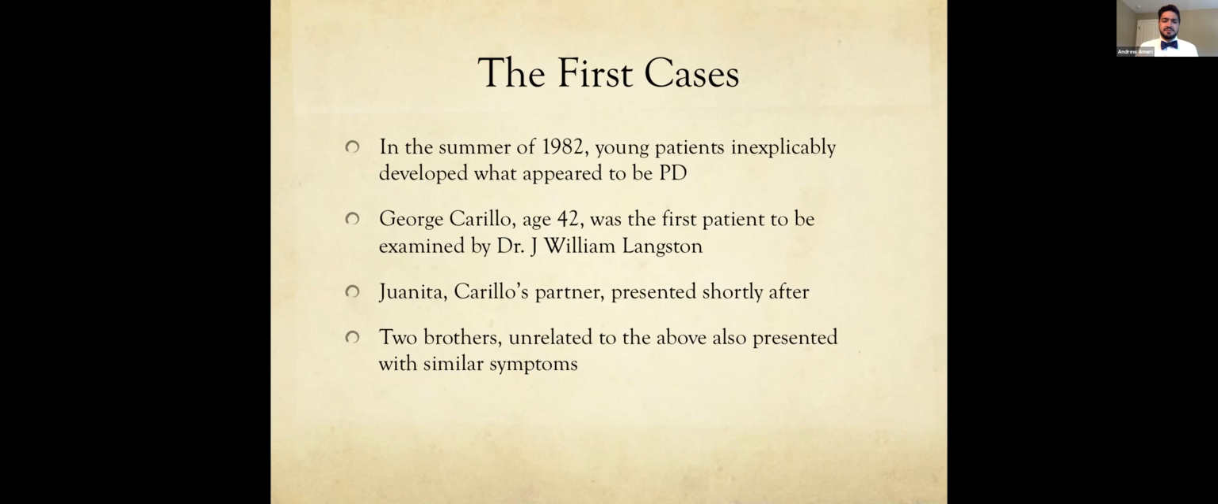Shortly after, Mr. Carrillo's 30-year-old girlfriend presented with similar symptoms. She exhibited freezing, bradykinesia, right upper extremity tremor, and inability to speak. Shortly after, 2 brothers also presented with the same symptoms. Dr. Langston quickly elucidated that all of the patients had used heroin the night before presentation, though he had never seen heroin have this effect.